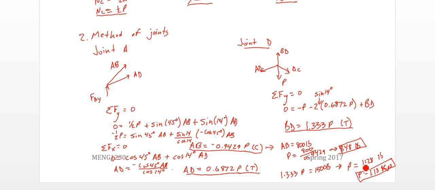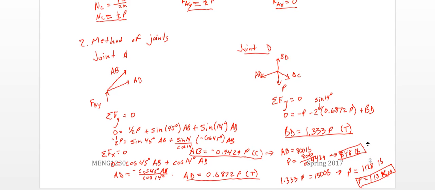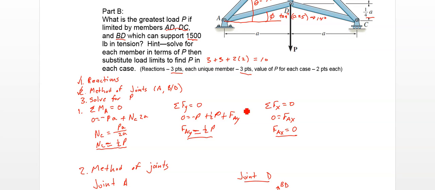So there's our value, and that makes sense. It's more limiting in compression. If we come back and reinforce those members somehow, so that now our tension members are a limiting factor, we find that we can support a greater load. And that was our solution for P.